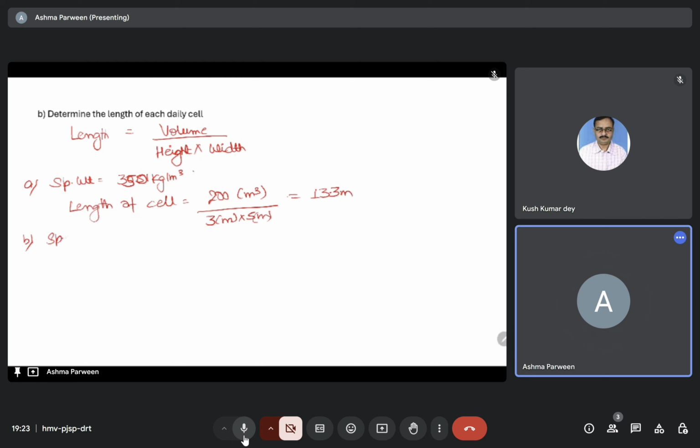Next for specific weight of 480 kg per meter cube. Meter.